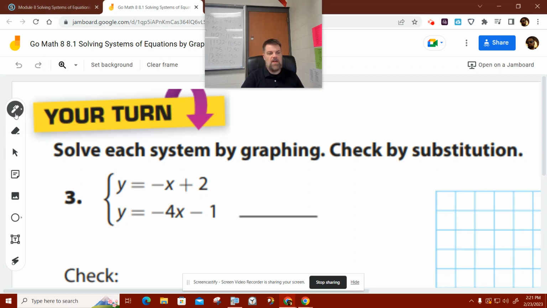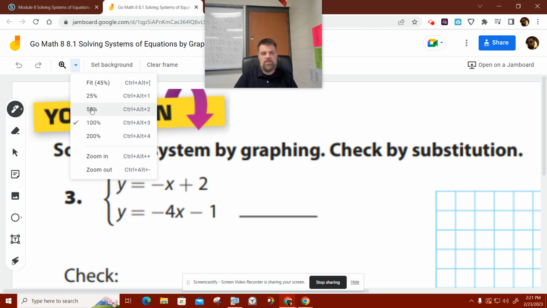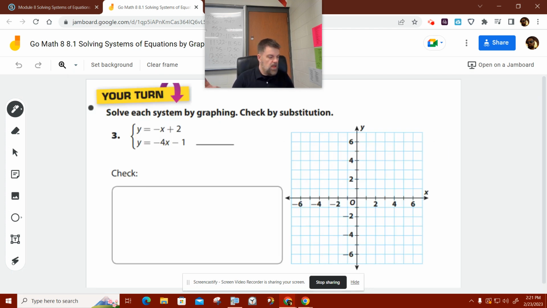All right. Let's get started. So we are going to solve this by graphing it first. Okay. So I'm going to zoom out just a little bit so you can see it. Let's practice graphing by hand. We can use our graphing calculator, but we can also graph by hand.